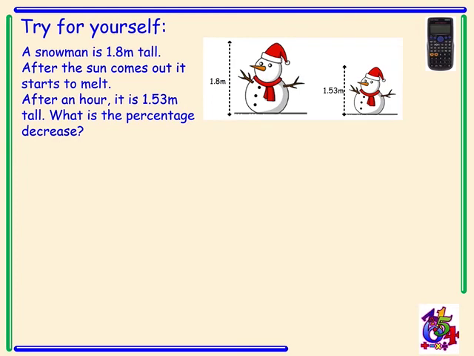Now try this calculator question for yourself. Please pause the video. So here we have a snowman which is 1.8 metres tall, but after the sun comes out he starts to melt. After an hour he's only 1.53 metres tall, and we want to know what the percentage decrease in the snowman's height is. So first of all, let's work out the decrease, which is 0.27 metres.